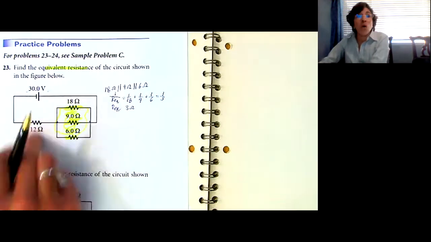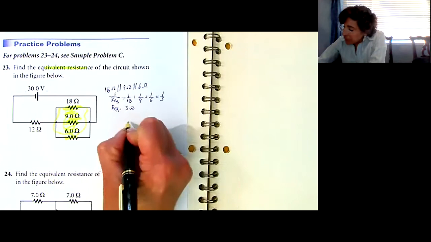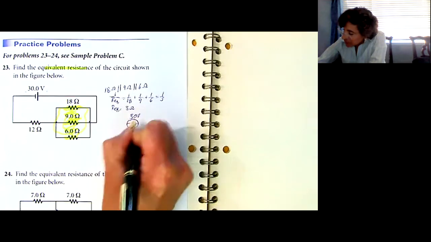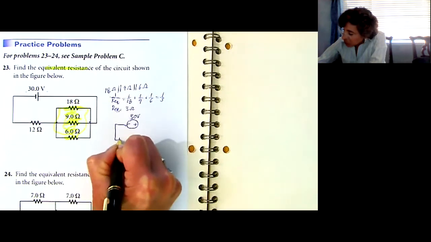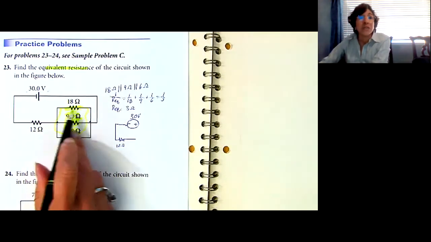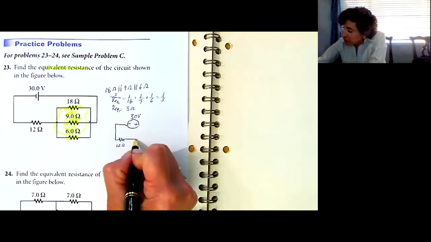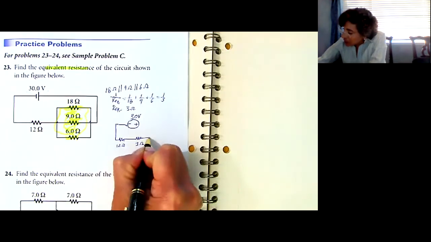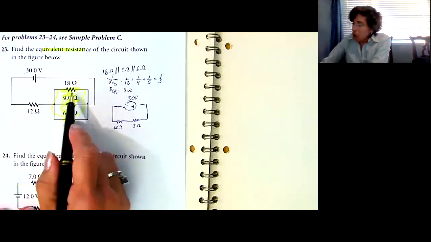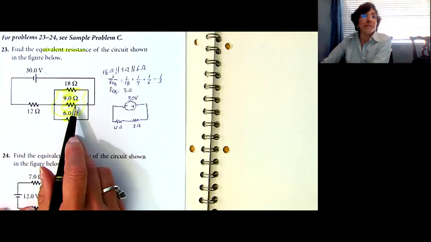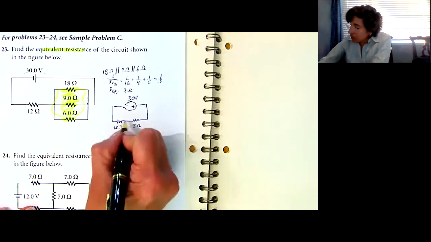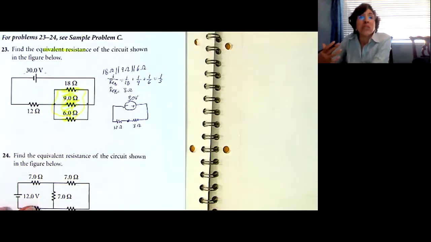So let me redraw this whole circuit with this being the 3 ohms. This is 30 volts, and that's connected here to a 12 ohm resistor, and now it's connected in series with 3 ohms. There we go. So I just redrew the circuit. All these three, I collapsed down to its equivalent. And then I notice, these two, the 12 and the 3 ohms, share one node right here. It means that they're in series.